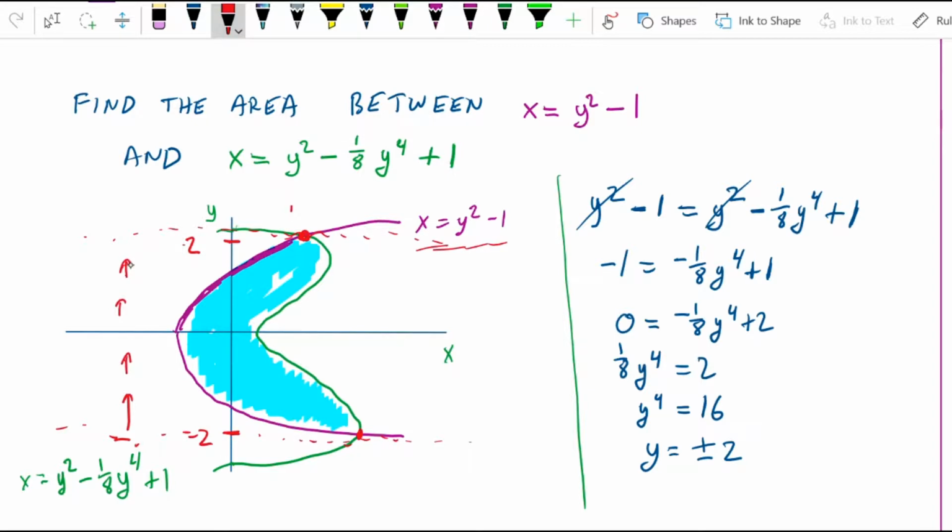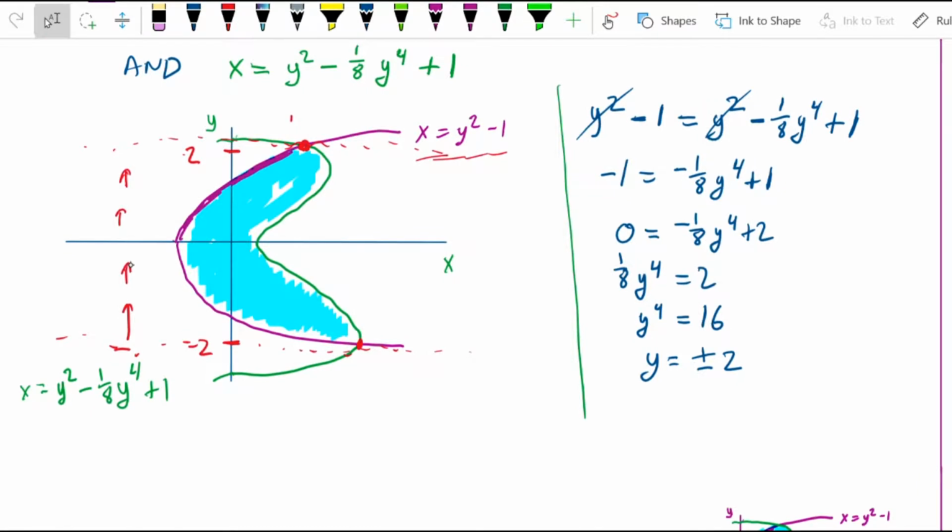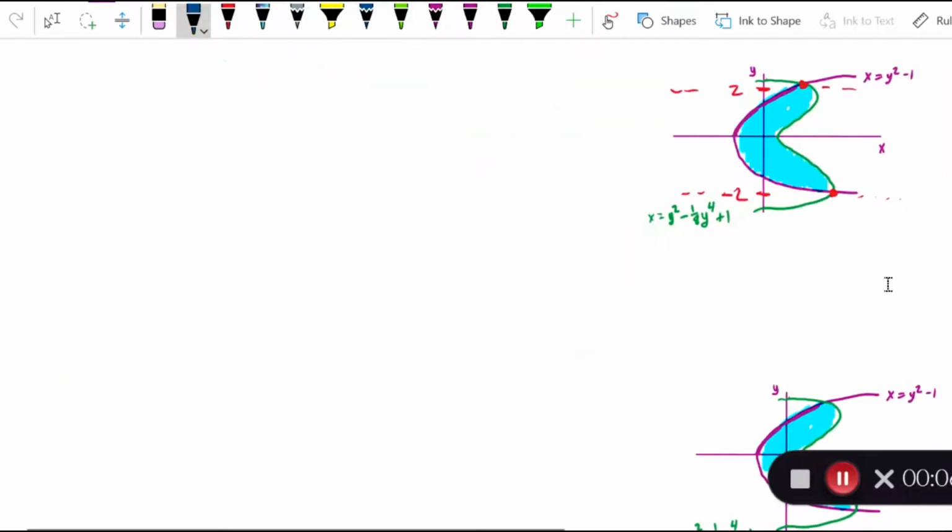Okay, so we can now see which ones are the right and left curves. The curve on the right is the green one, and the curve on the left is the purple one. So through the magic of television, I've been brought to a new screen where there's a small diagram of the same region. So let's set this up. We've already determined what the upper and lower boundaries are, as well as what the right and left curves are.